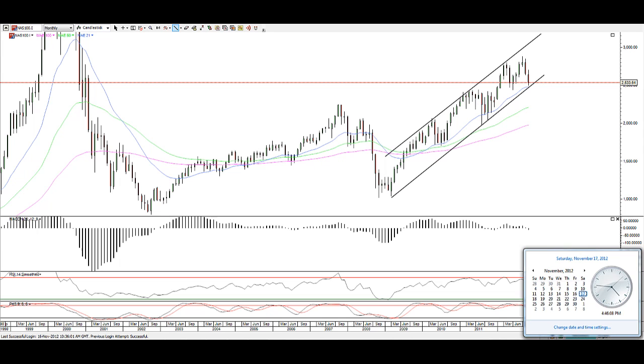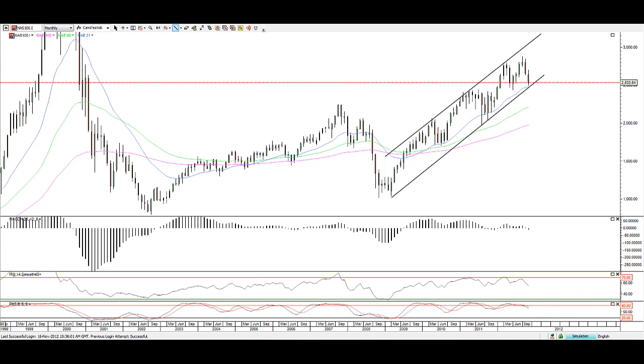Today it is Saturday, 17 November 2012, and we're going to have a look at some indices and some currencies as per usual to try and see if we can find some trading recommendations for the week ahead. Now we're starting off with the Nasdaq 100 chart. This is a monthly chart.